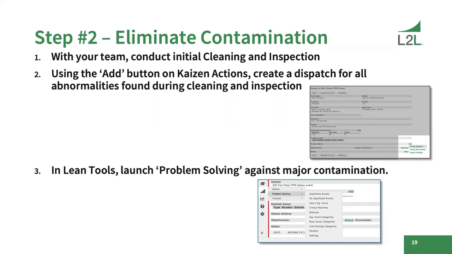Step two that I would do would be to begin to eliminate that contamination. Identify the contamination and then work with your team and eliminate it. Where you're seeing those contaminations, start putting Kaizen actions against that. And you can see over here on the right, if you create a Kaizen event, you can go start putting in dispatches and work orders. You can even do Yokotens.